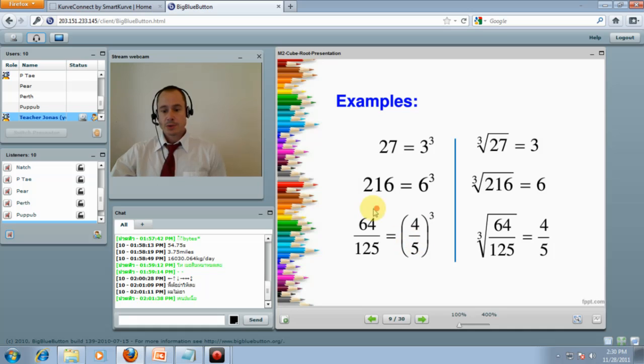Then you can do the same thing with fractions. 64 is 4 raised to the power of 3, and 125 is 5 raised to the power of 3. That means the cube root of this fraction will be the same as 4 divided by 5.